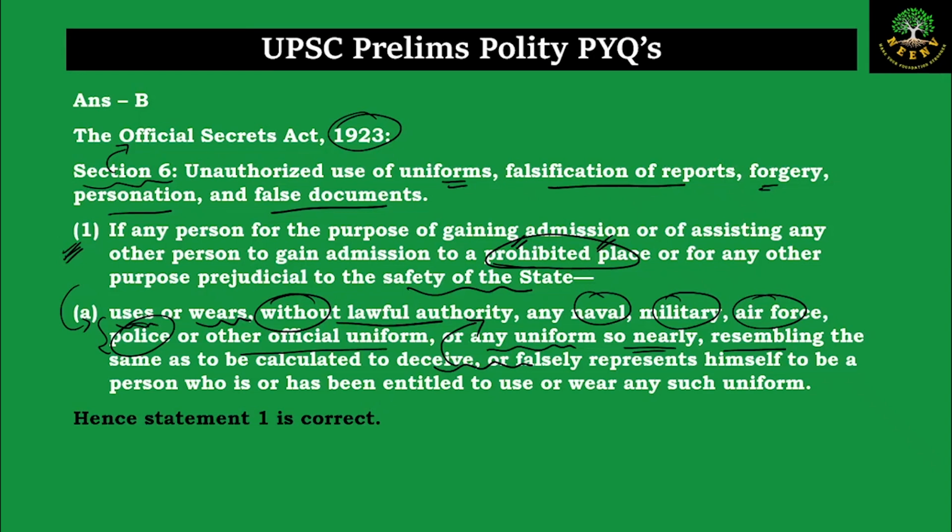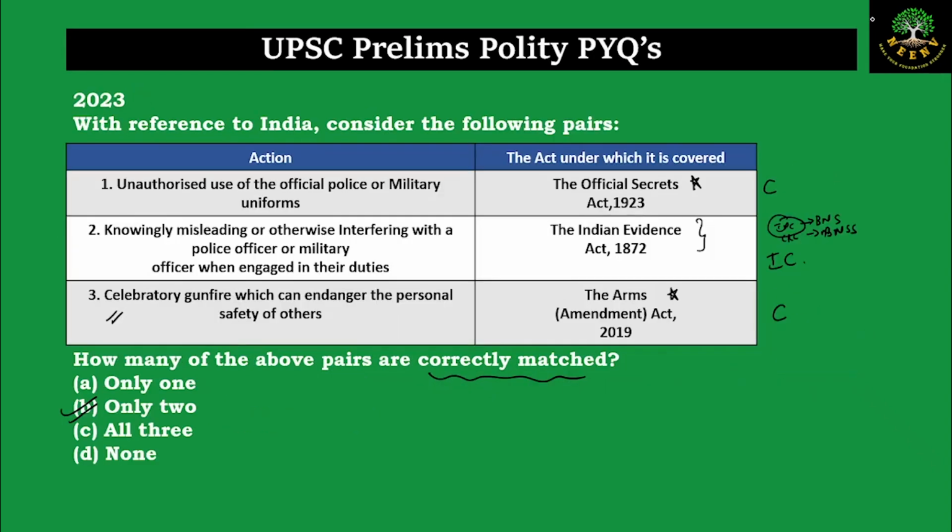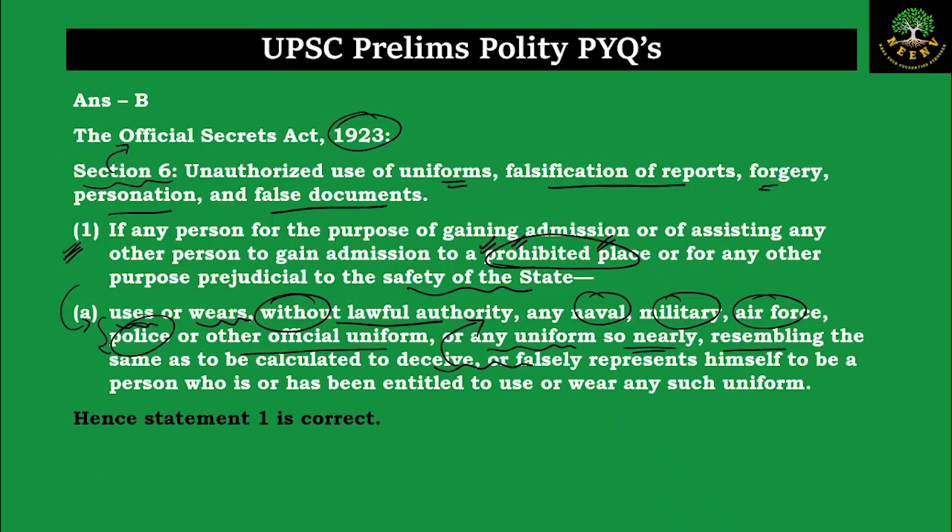That is, you are not a military person or a naval person or a police, but you are still doing this so that you can mislead the people who are guarding that place, and you are trying to enter the prohibited place, or give somebody access to that prohibited place. So now come back to the statement. Unauthorized use of the official police or military uniform. Yes, this is covered and penalized under the Official Secrets Act.